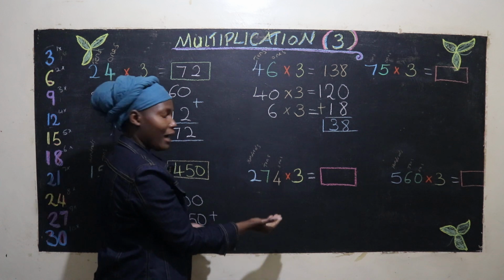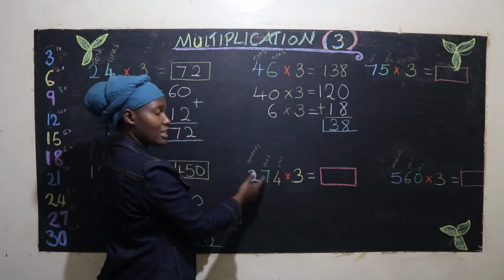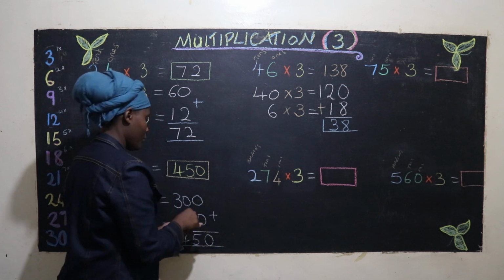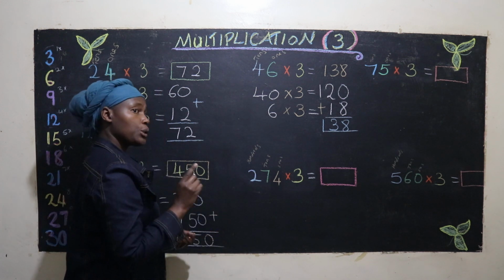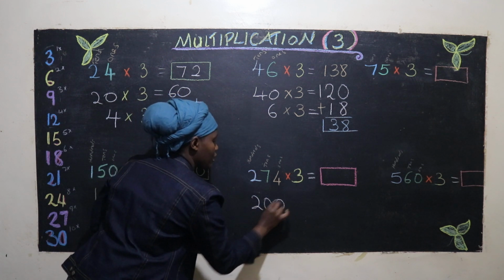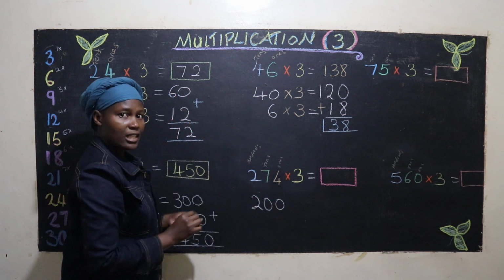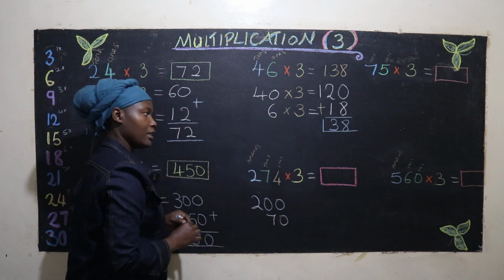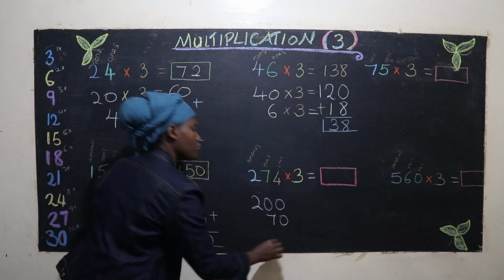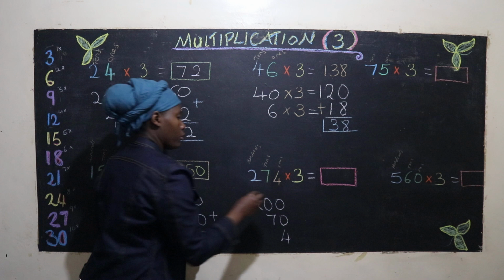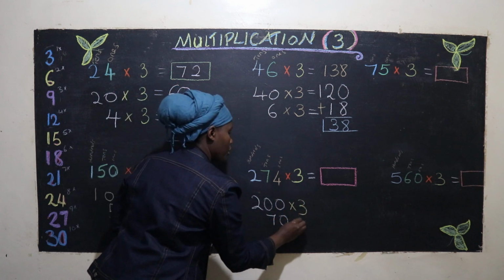Well, here we have 4 ones, 7 tens, and 2 hundreds. Let's see how we work with this one. We come and we write 200. It is written like that. 7 tens gives us 70. It is written like that. And 4 ones just gives us 4. It is written like that. We multiply each by 3.